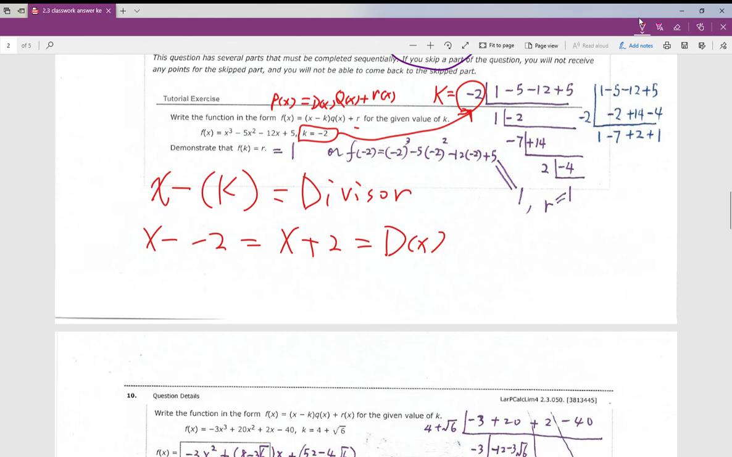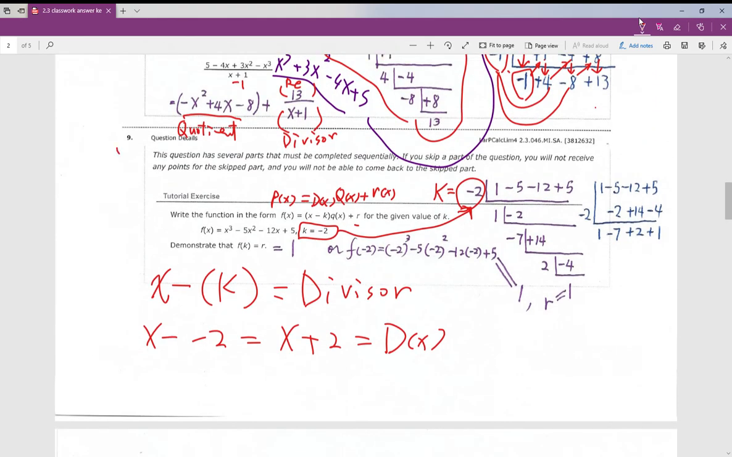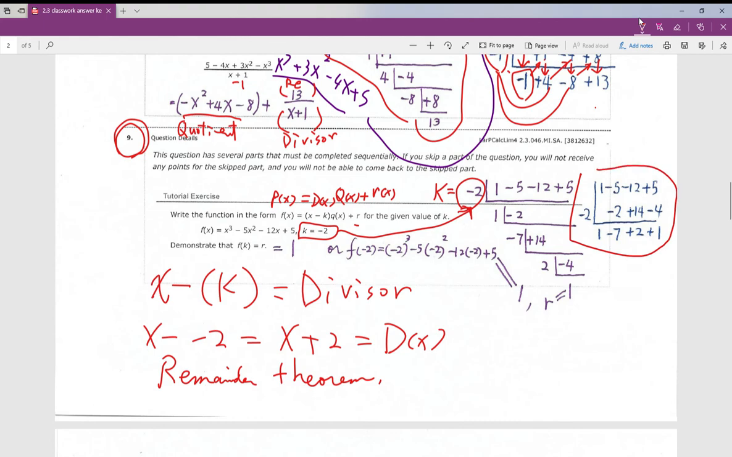Okay, so this question number 9, I'm going to teach you something very, very important. We call it the remainder theorem. The remainder theorem is kind of a surprise for you, a very interesting result. So this question we can use synthetic division. This is synthetic division.